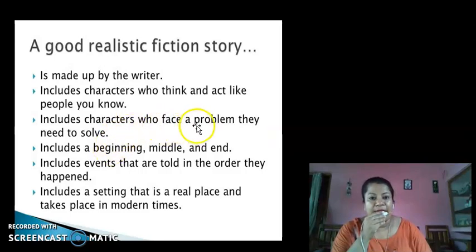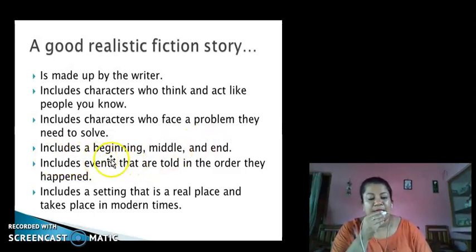It includes characters who face a problem. So over here, Gita is very sad that her father has gone to another place, okay. So that could also be a problem. You may also face a similar problem when your parents are not at home with you, okay.